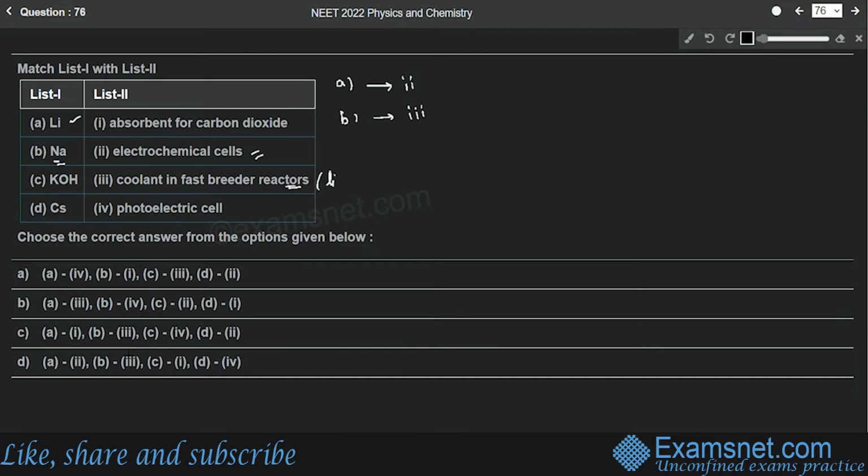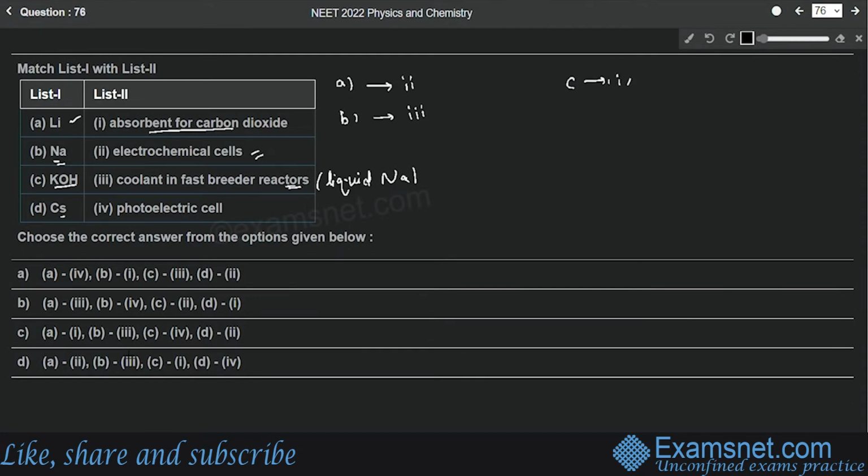Okay, let me write it down here. Liquid sodium. Okay, not solid sodium. Now, third one is potassium hydroxide, that is KOH. So we know that KOH is quite common as absorbent. Okay, so it is absorbent for carbon dioxide. That means the correct match for C will be number 1.